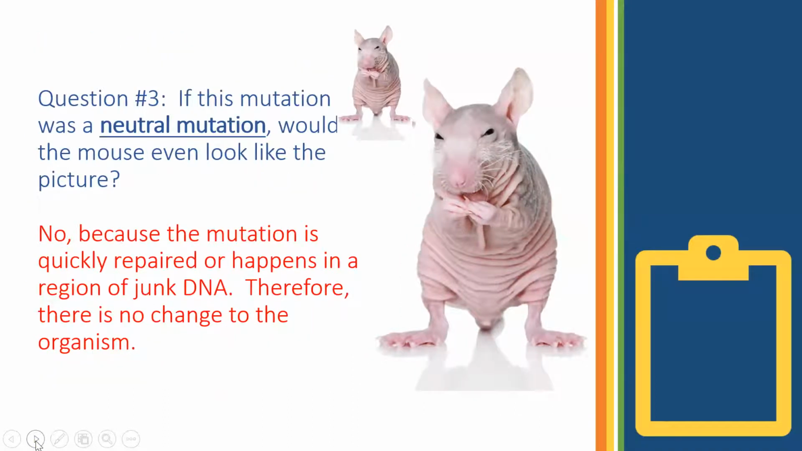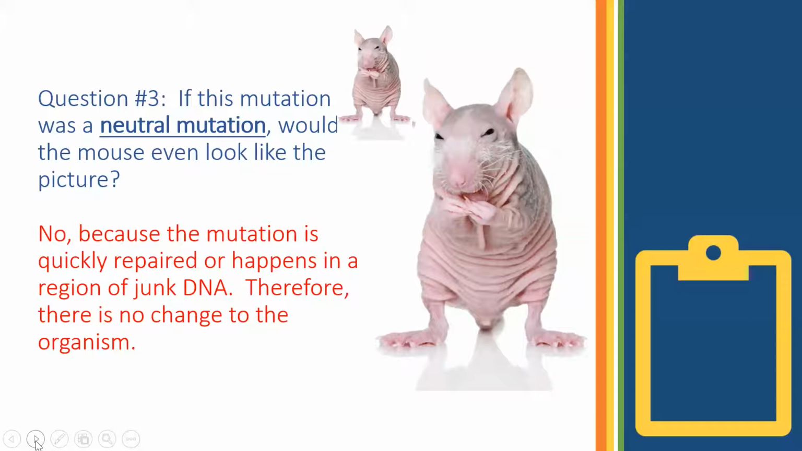Now, here was question 3. According to the article, neutral mutations happen. If they happen in a coding region, they can be quickly repaired or fixed as if they never happened. Or if they happen in a part of the DNA that's considered junk DNA, it really doesn't matter because that part of the DNA is never read anyway.